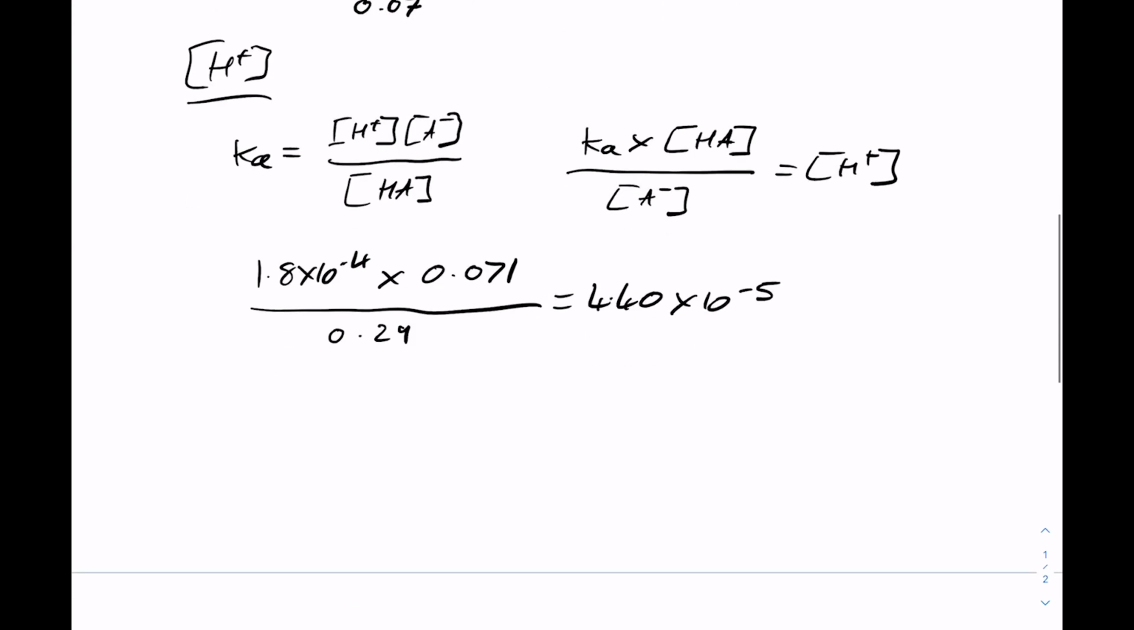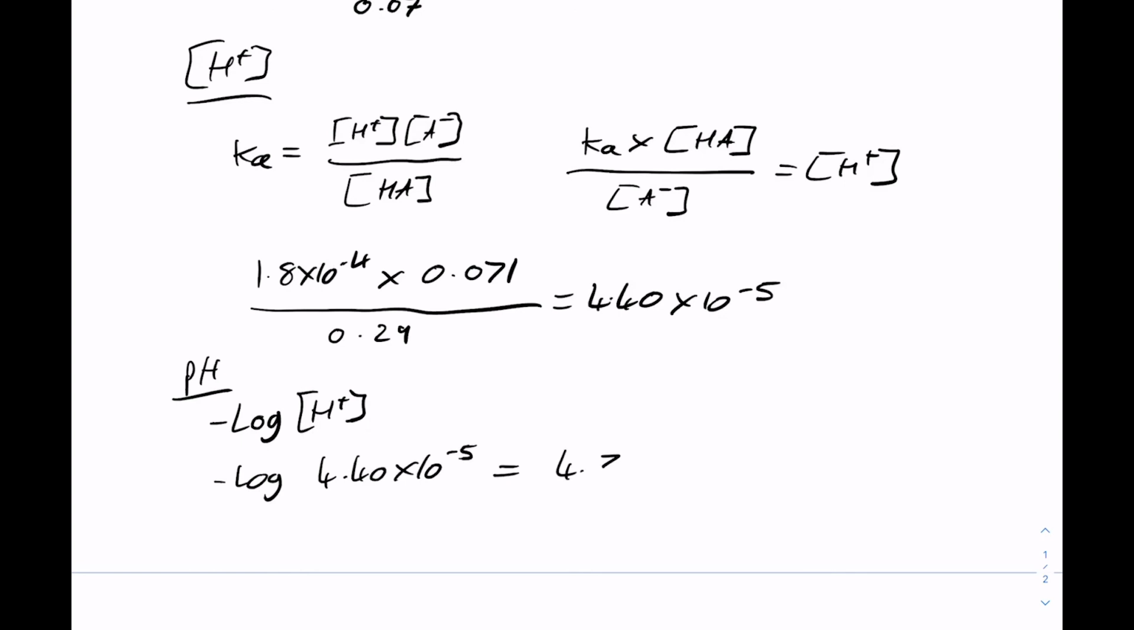And the last step we need to do is work out pH. To do that, we're going to do minus log of hydrogen ion concentration. So that will be minus log 4.40 times 10 to the minus 5, which is going to equal 4.35.